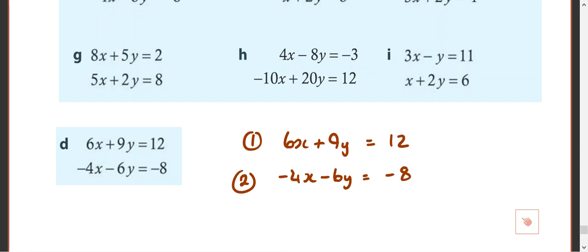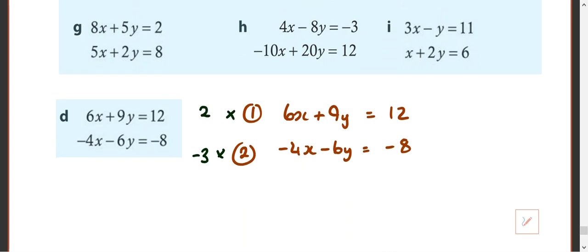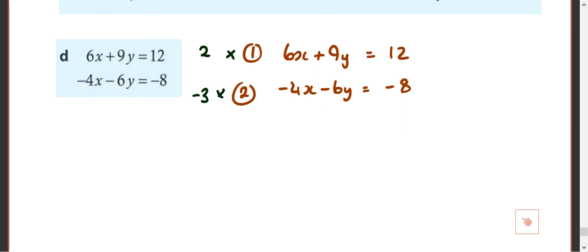Leads me to a couple of things I want to say, which was the positives and negatives. I can multiply by negative numbers. So, for instance, I am going to multiply this one by negative 3. And this one I'm going to multiply by 2. Which is not what I know Matto did, but that's fine. I've just found a lower number that they both go to.